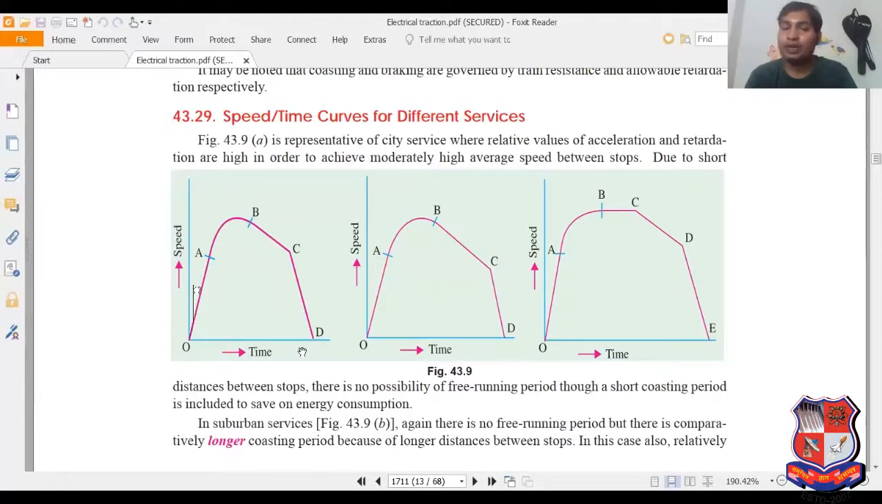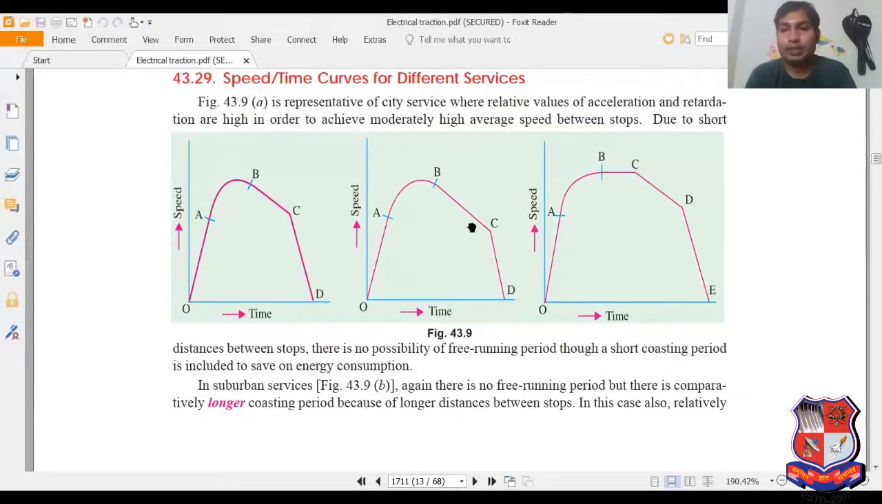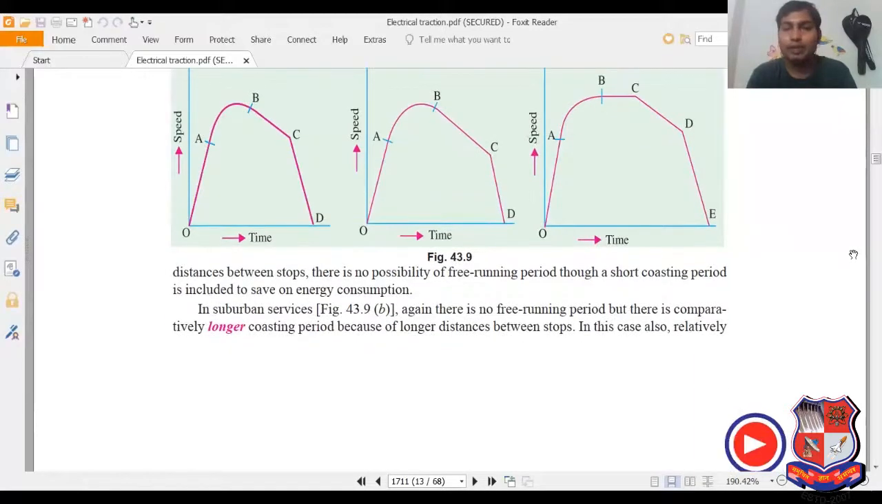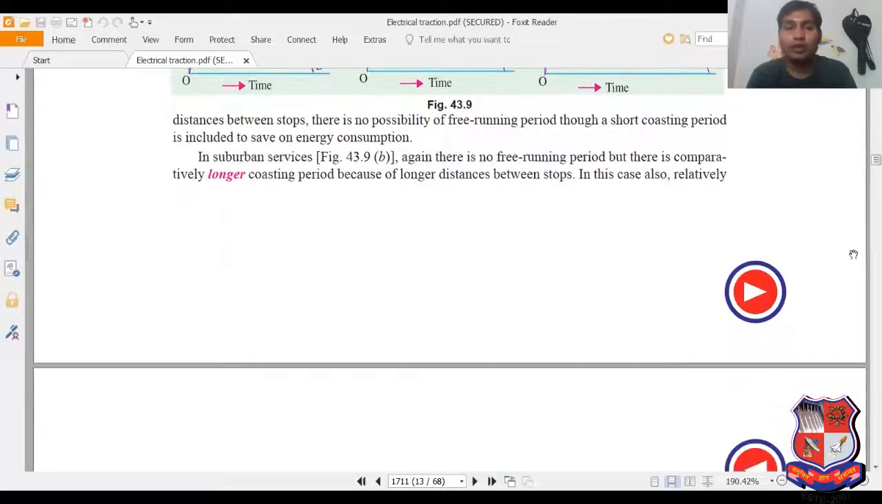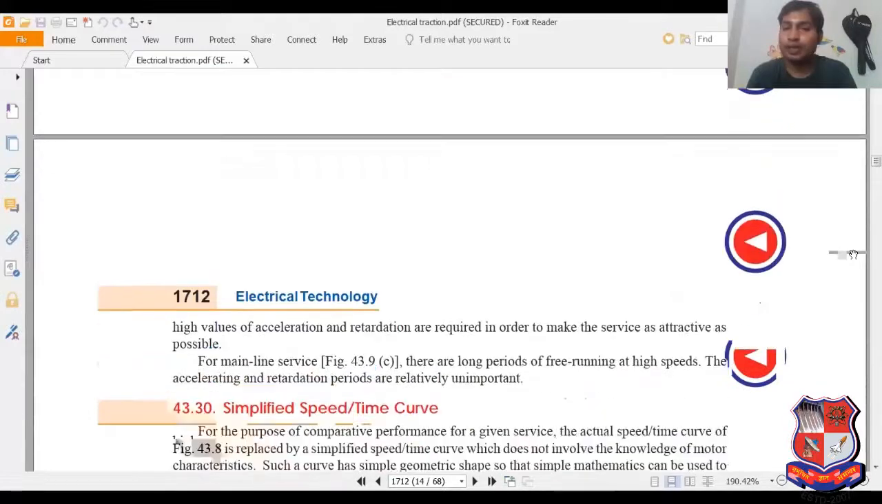And if we take the area, that is the multiplication of both, you will find ultimately it is kilometer, or distance. So keep in mind, the area under the speed time curve is distance. So by this we can calculate the distance traveled by different trains for different service lines.